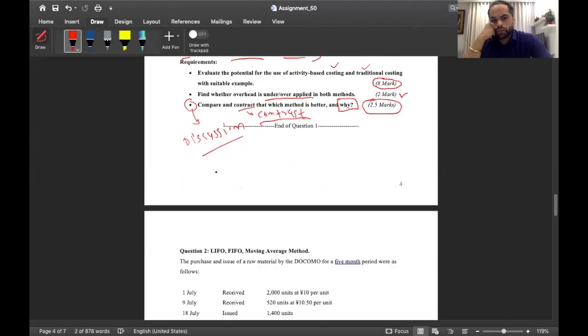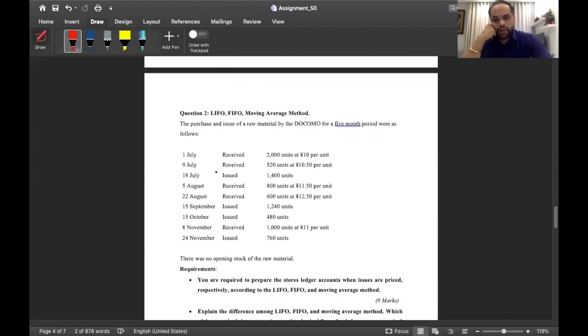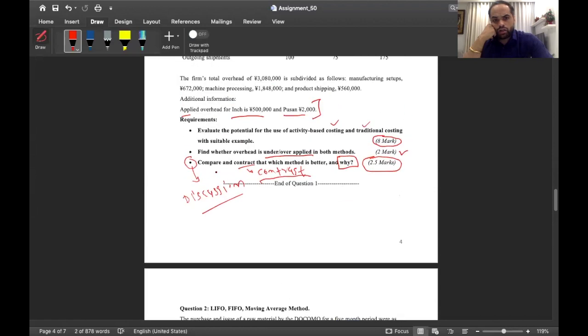Okay. So question 2 is about requirement 1. What do you mean by requirement 1? You did not understand requirement 1? Requirement 1, simply you have to calculate ABC. I mean, you have to allocate cost using ABC. Yes, requirement 1 is a calculation. Allocate cost using ABC and allocate cost using the traditional method. That's your requirement 1, it is only calculations, right?